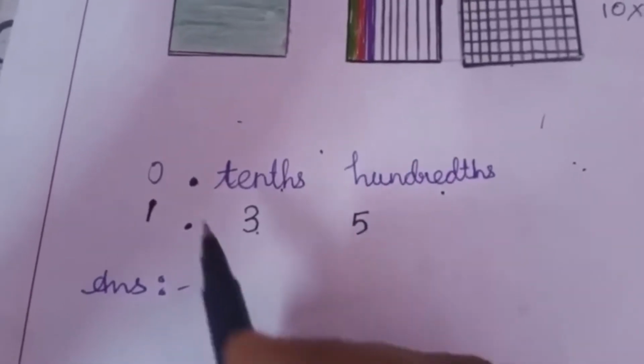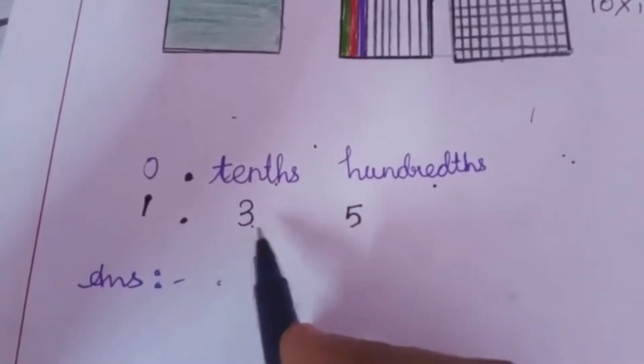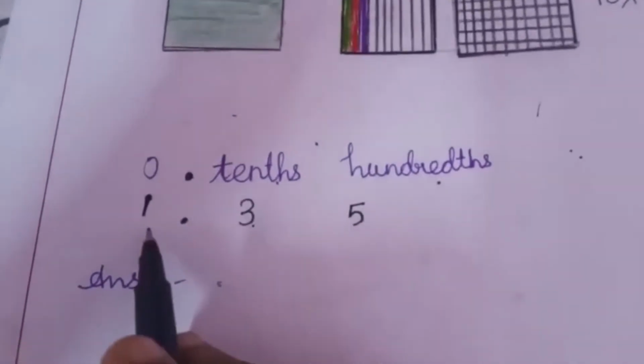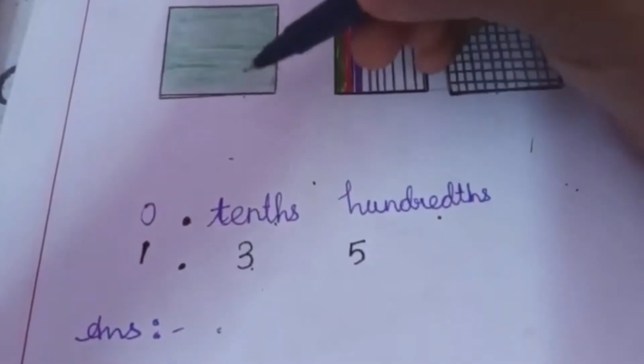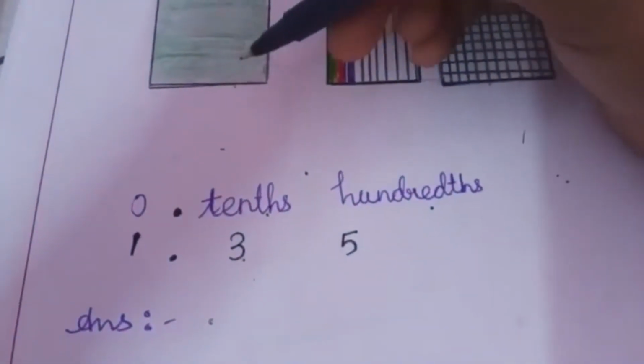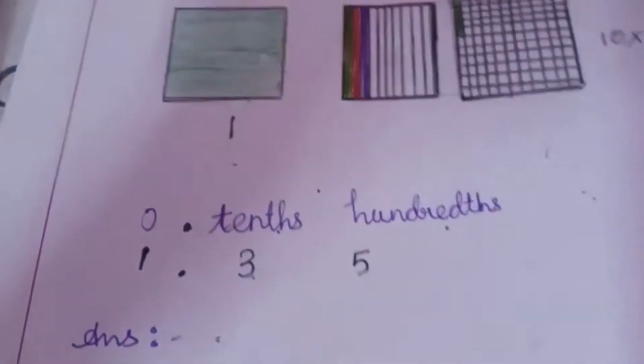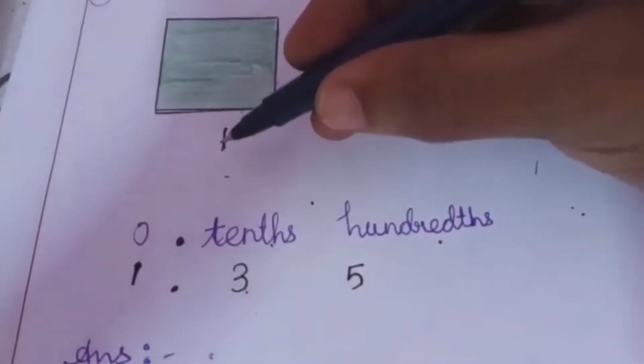Now 1.35. When we read it, we'll read 1.35. Before that, we will write, this is in ones place, right? One box, write 1. The whole part is colored, so 1.